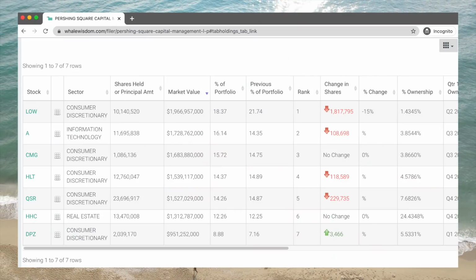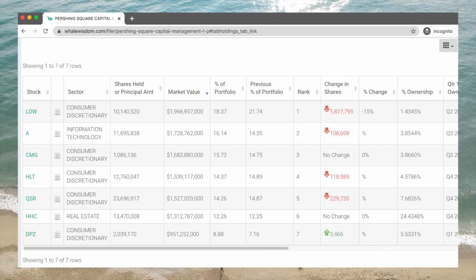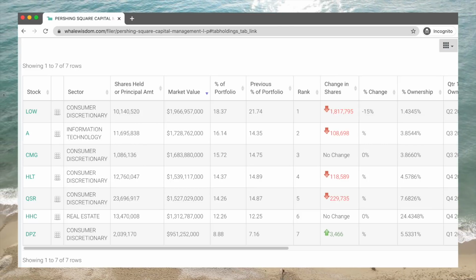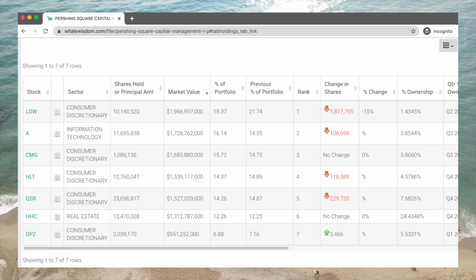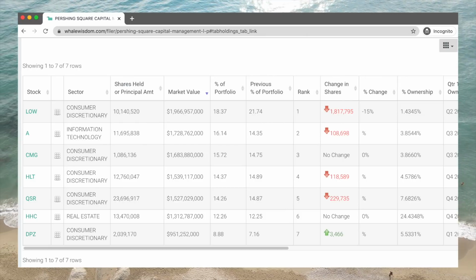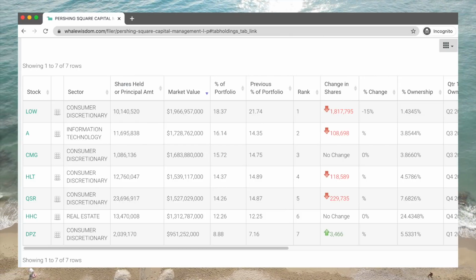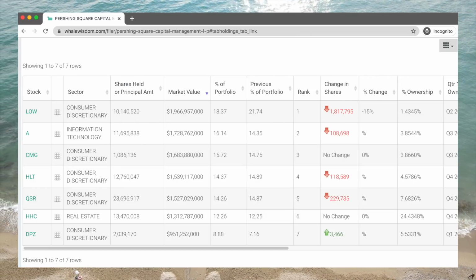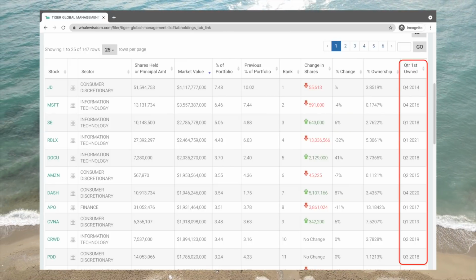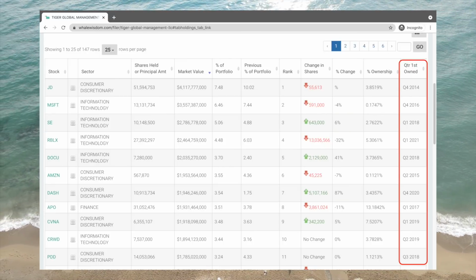WhaleWisdom.com is a free website which shows the holdings of hedge funds. As you can see here, Ackman currently owns 7 stocks, including Lowe's, Agilent Technologies, Chipotle Mexican Grill, and others. If you believe in Bill Ackman's track record, you can use his holdings as your starting point and do your own research on each stock. Another long-term hedge fund you can follow is Tiger Global, a massive hedge fund that manages almost $80 billion.